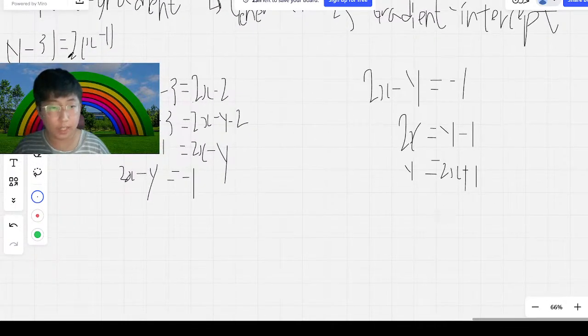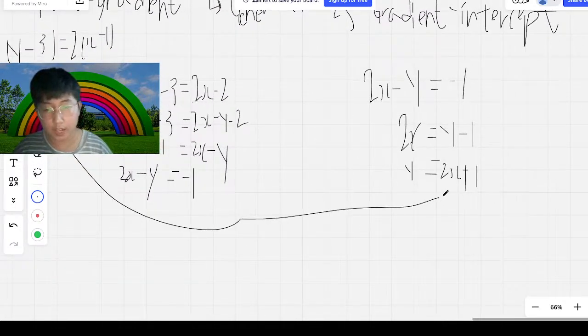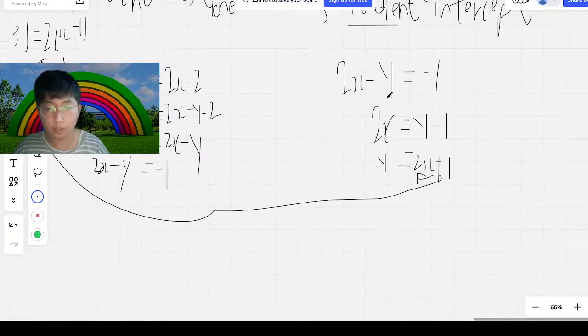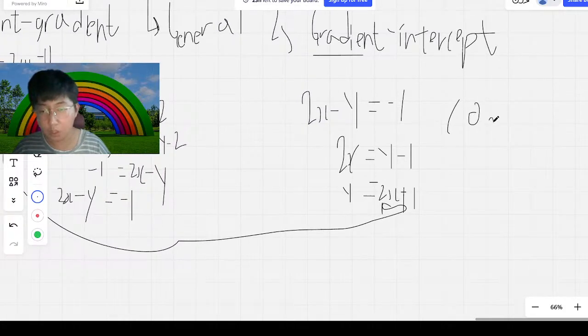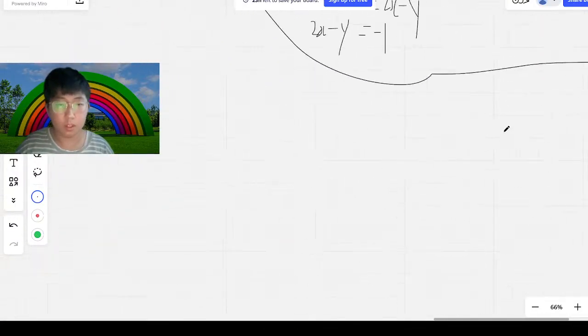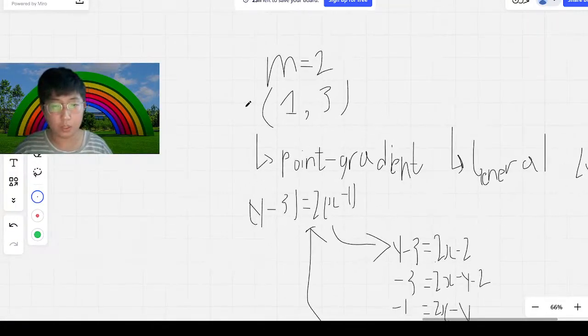And just checking, the 2 hasn't changed from the gradient that we were given. So we can understand that our gradient is correct. And then the y-intercept we would give as (0, 1), or just simply 1. So that's how we would solve if we were given this information.